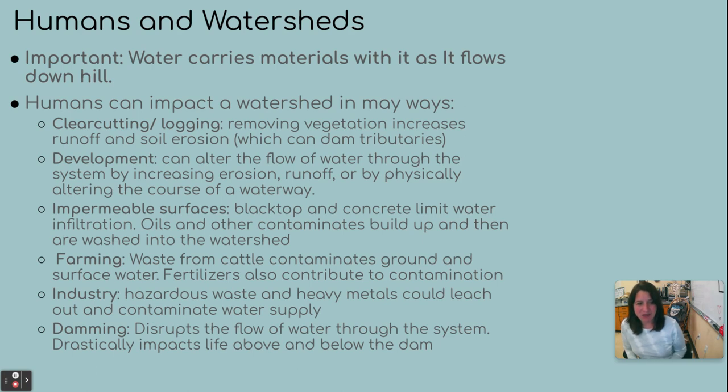And then damming disrupts the flow of water through a system and drastically impacts life above and below the dam. So where we are in California here, there used to be runs of salmon that would run right up the American River. I remember reading an article about how during the gold rush, they used to see sea lions sometimes down at the confluence, which, if you drive down from Cool to Auburn, when you cross the river there, there used to be sea lions sighted there because they would be coming up the river looking for salmon.